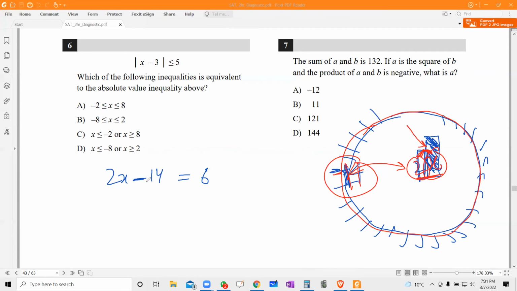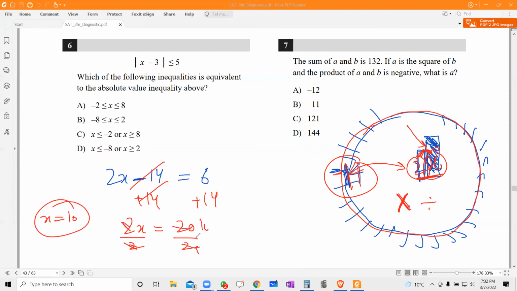So how can you eliminate this -14? What will you do to both sides? You'll be doing the opposite. If it's negative, you'll be doing plus. Correct. Plus 14 on both sides. So it cancels out, and then it's 20. So 2x is 20. 2 is in multiplication with x, so what is the opposite of multiplication? Division. So you'll divide by 2 on both sides. Correct, 2 times 10. So x is 10.